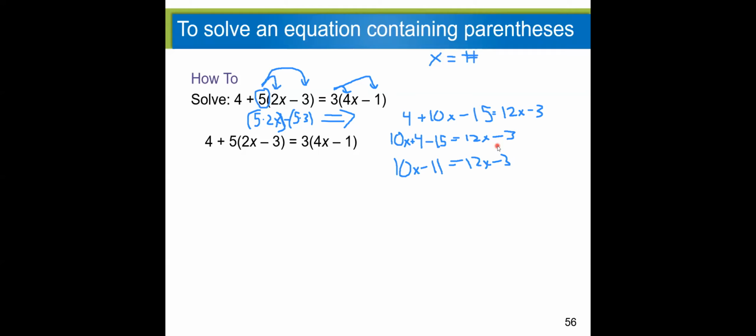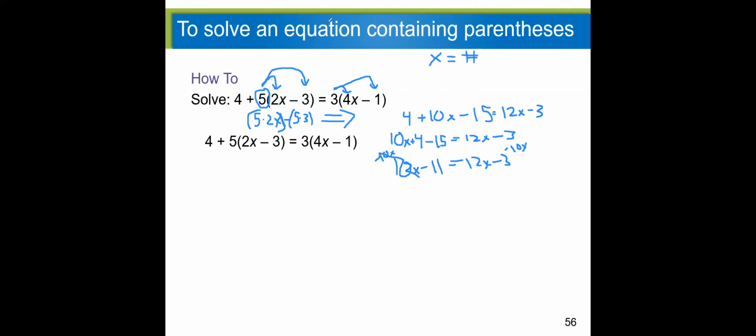I'm not going to have to deal with a negative that I don't want to deal with. So I'm going to try doing that. I'm going to subtract 10x from both sides. The 10x's blow up, pow, bang, smash.